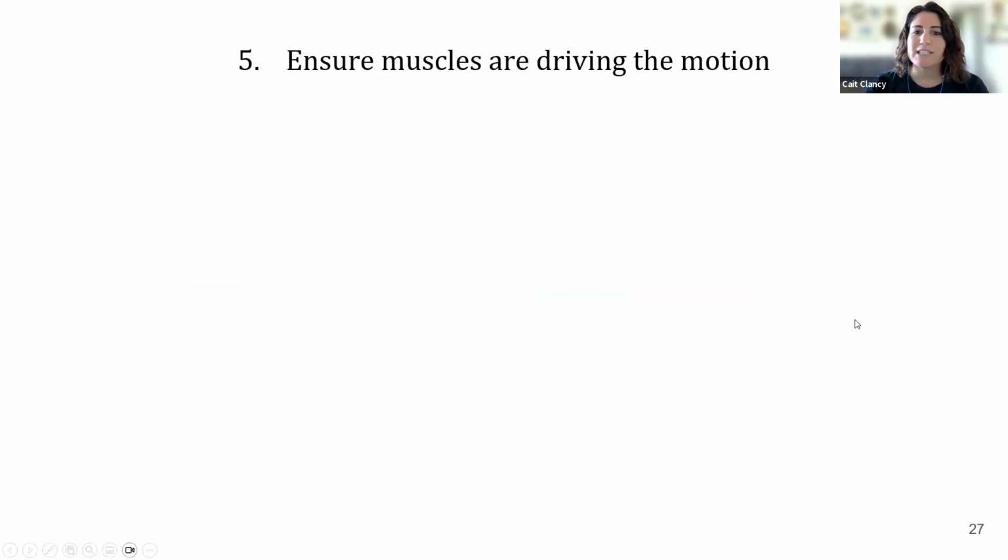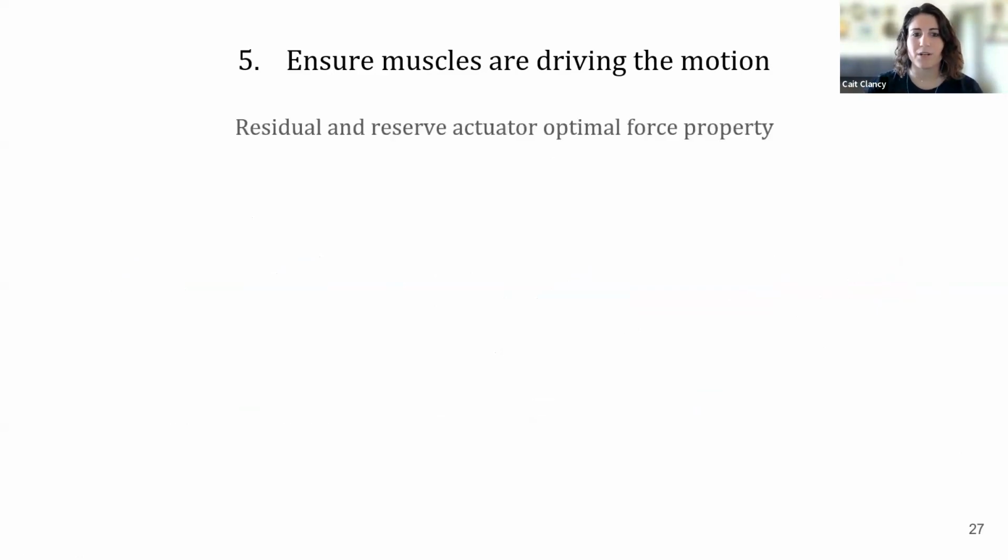Next, we really want to ensure that the muscles are driving the motion. After all, this is a muscle-driven musculoskeletal pipeline. And so in order to ensure that, this is when we're going to talk about the residual and reserve actuators, as well as their optimal force properties.